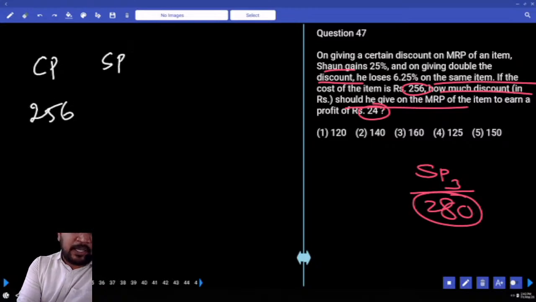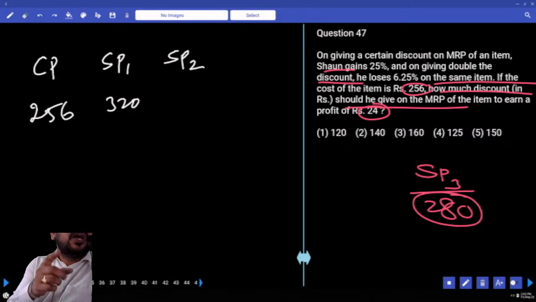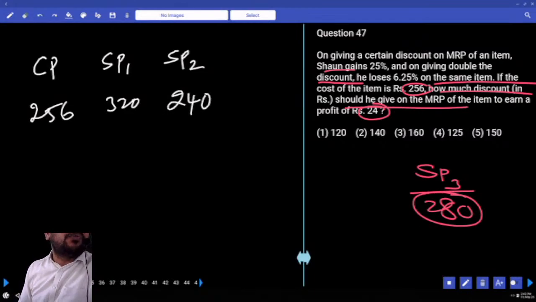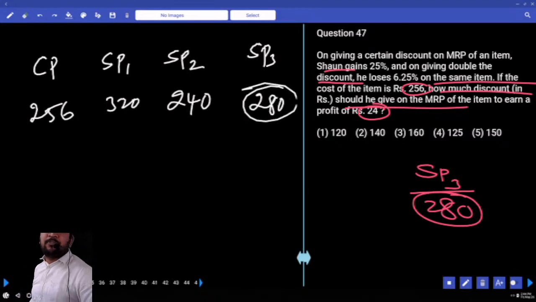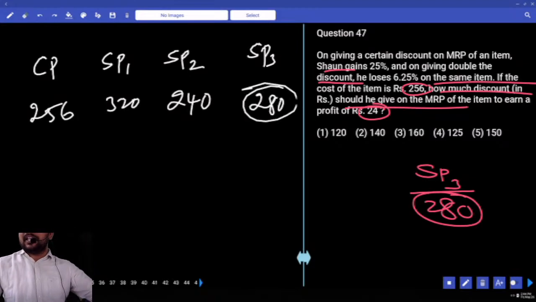అప్పుడు SP1 ఏమవుతుంది చెప్పండి? 25% ప్రాఫిట్ కాబట్టి 1/4 ప్రాఫిట్ కదా. 1/4 of 256 is nothing but 64. 64 plus 256 is nothing but 320. SP1 is 320. SP2 is 6.25% loss, na. 6.25 is nothing but 1/16. 16 times 16 is 256, therefore 16 rupees loss. 256 minus 16 is 240. Are you clear or not? Now SP3 is what? 24 rupees we need as profit, so 24 plus 256 is 280.